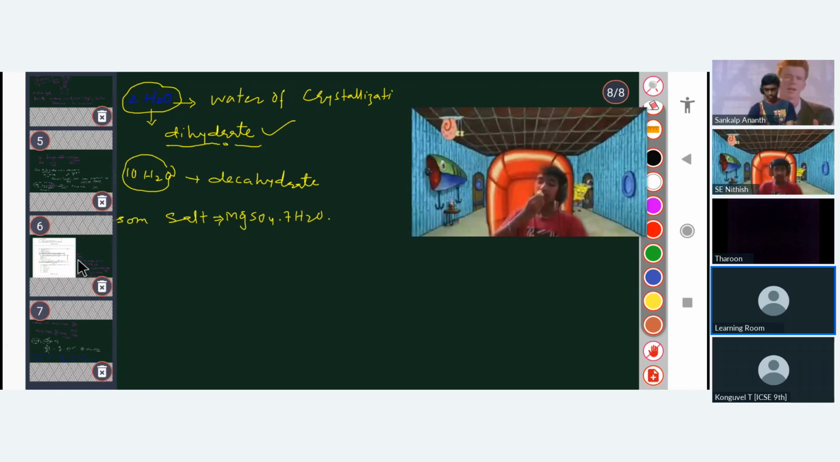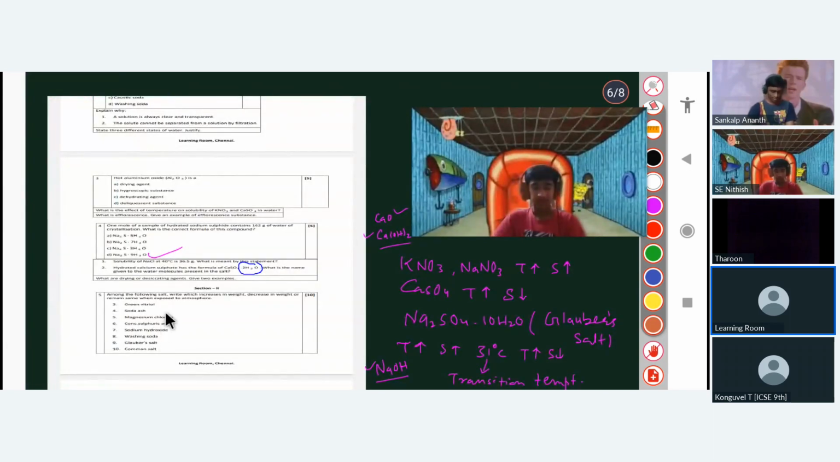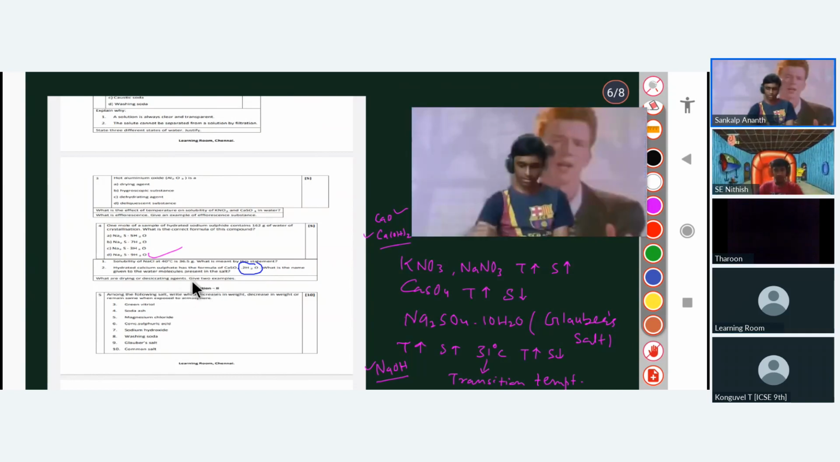Okay. So next question is, what are drying or desiccating agents? Drying agents, sir. Okay, so can you now just tell? Substances which remove moisture from other substances. Examples are CaCl2 and SiO.